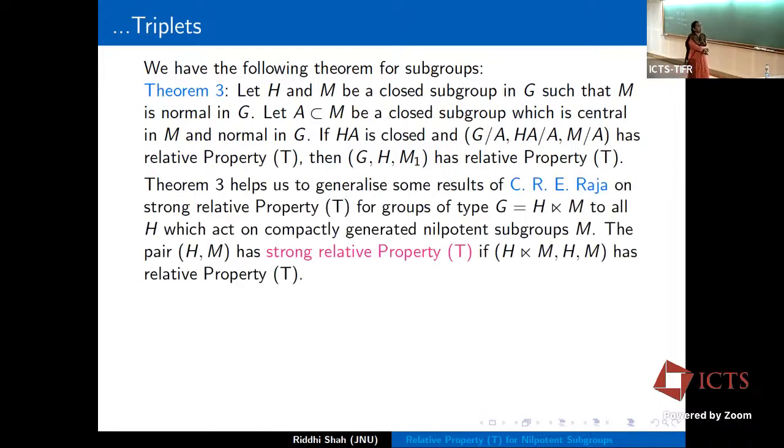This theorem helps us to generalize some results of C.R.E. Raja on strong relative property T for groups of type G equal to H semi-direct product M, to all pairs (H, M) which have strong relative property T, where H acts on a compactly generated nilpotent subgroup M. So strong relative property T just means that your G is of this form, H semi-direct product M, and (G, H, M) has relative property T. Now that action helps you get it on the whole space.